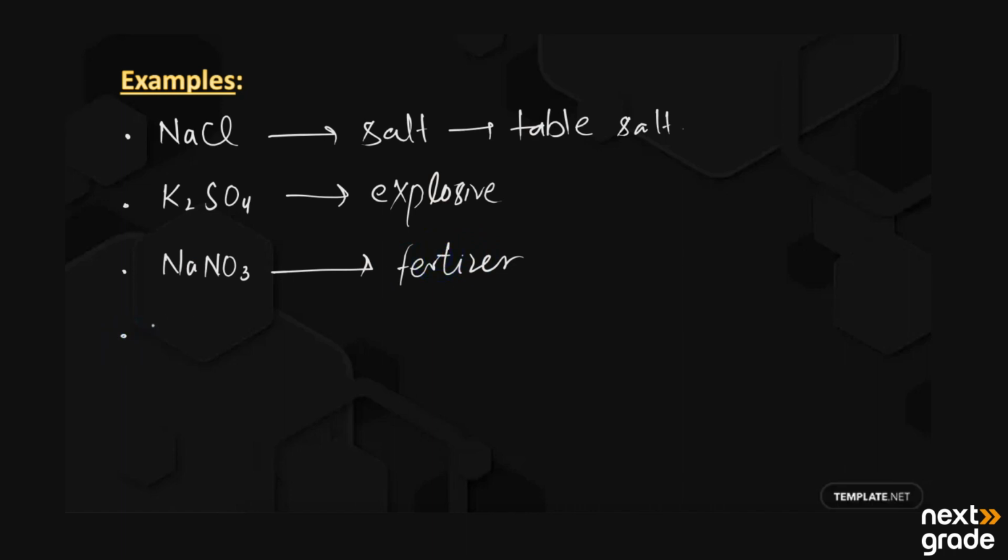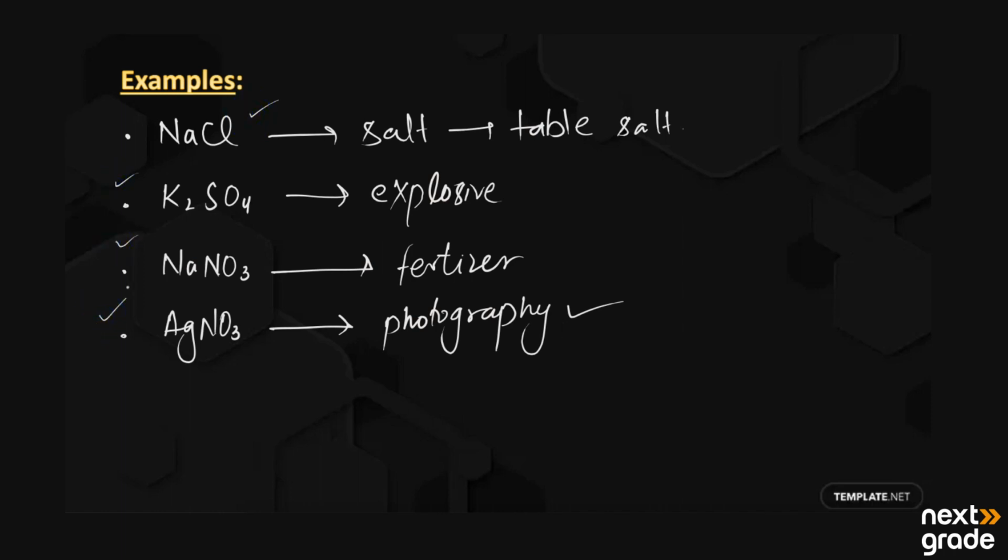And the fourth salt we have silver nitrate, AgNO3. Silver nitrate is basically used in photography for the visualization of the image, or for photographic emulsions. Okay, these are some important examples of the salts: sodium chloride, potassium sulfate, sodium nitrate, and silver nitrate.